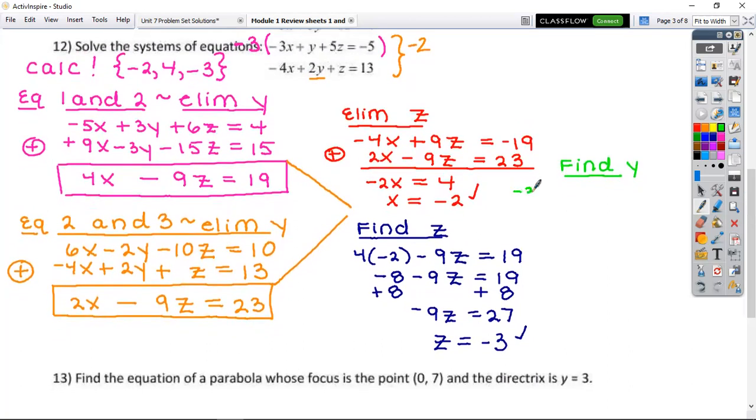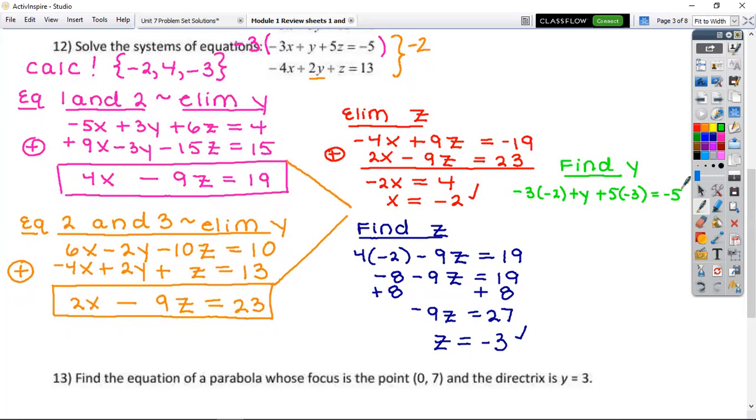So I'm going to go negative 3x. So negative 3 times negative 2 plus y plus 5 times negative 3 equal to negative 5.